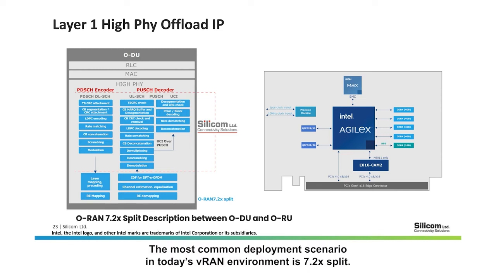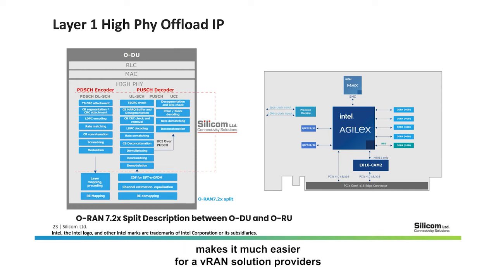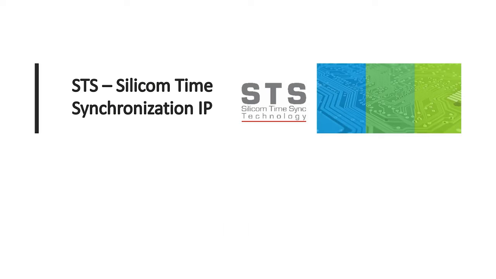The most common deployment scenario in today's vRAN environment is the 7.2x split. The combination of Silicom's IP and the N6010 SmartNIC platform makes it much easier for vRAN solution providers to implement a complete Hi-Fi solution in their ODU.